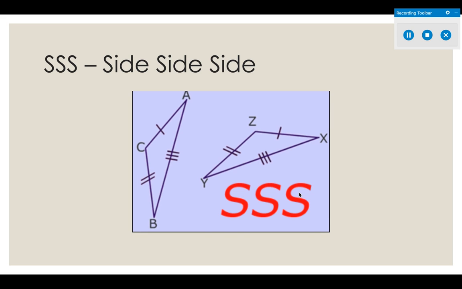So in this picture, we can see that side XZ is congruent to side AC because it has one tick mark. Then we see that side BC is congruent to side YZ, so they have two tick marks on them. And then we see side AB is congruent to side XY, and they have 3 marks. So since all the sides in triangle ABC are congruent to all the sides in triangle XYZ, we can say that these two triangles are congruent because of the SSS theorem.